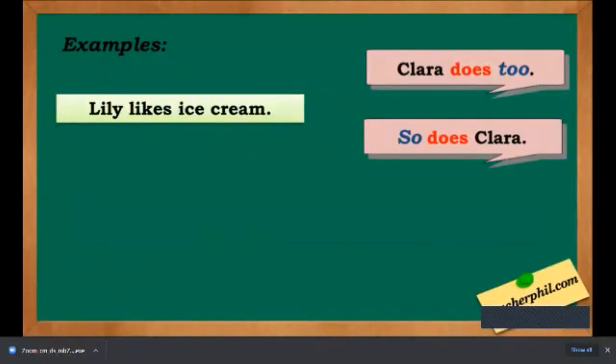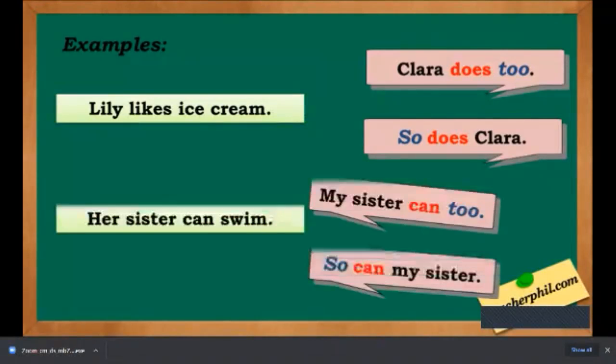Let's try to look at some of the examples one more time. Lily likes ice cream. Clara does too. Or, so does Clara. Her sister can swim. My sister can too. Or, so can my sister. Look at the word order. To comes at the end of the sentence, while so at the beginning.